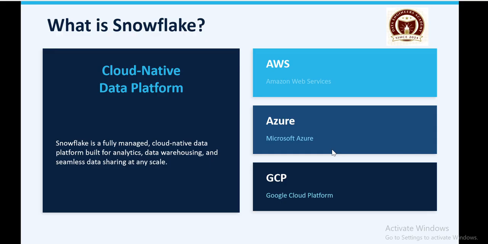What is Snowflake? Snowflake is a cloud native data platform that lets organizations store, process, and analyze data efficiently without managing infrastructure. Snowflake is fully managed, meaning no servers to install, manage, or maintain. Cloud native data platform means it is built exclusively for the cloud and provides an end-to-end system to store, process, analyze, and share data without managing infrastructure, and it is built for analytics, data warehousing, and seamless data sharing at any scale.